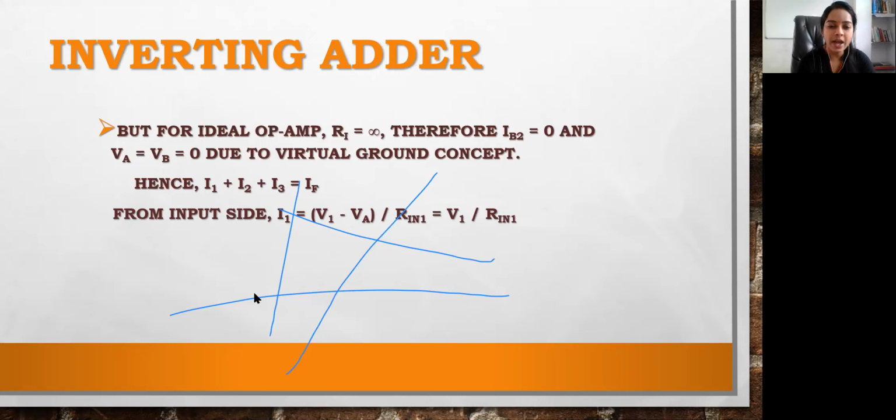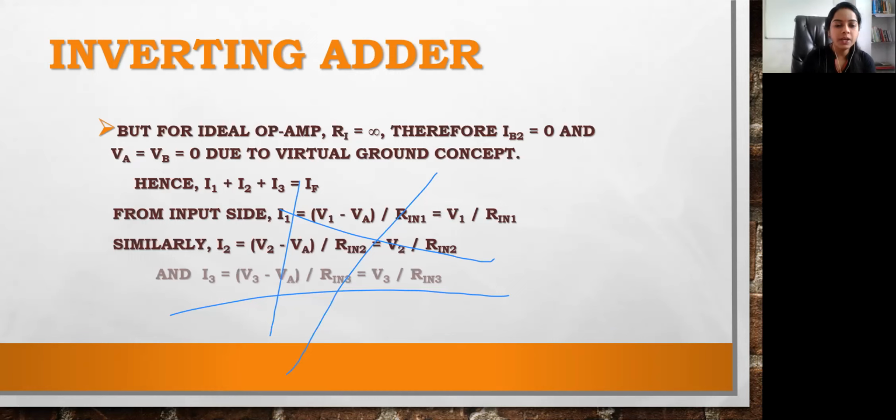Okay, so if we put the values of I1, I2, I3 in terms of their respective voltages and resistances, we can write I1 is equal to V1 minus Va divided by R in 1. So it can be written as V1 divided by R in 1. Similarly, I2 is equal to V2 minus Va divided by R in 2. This will be equal to V2 divided by R in 2. Okay, similarly for I3 we can write V3 minus Va. So it can be written as V3 divided by R in 3.